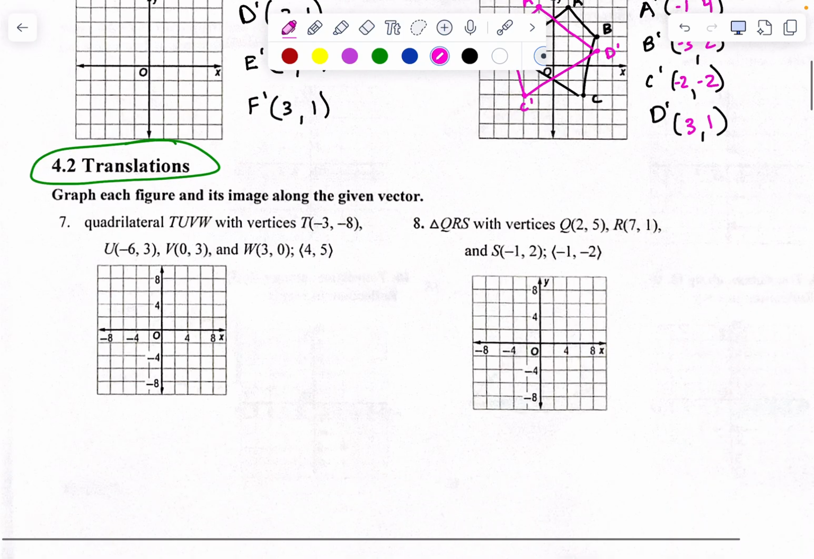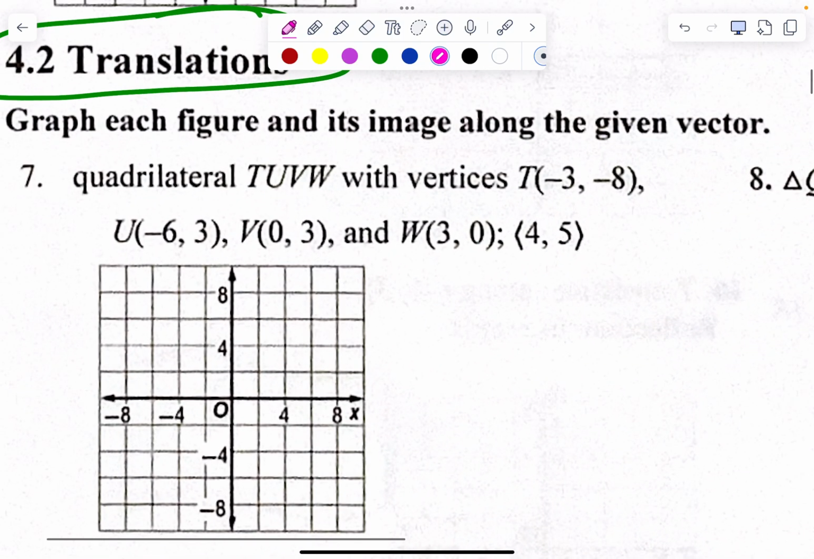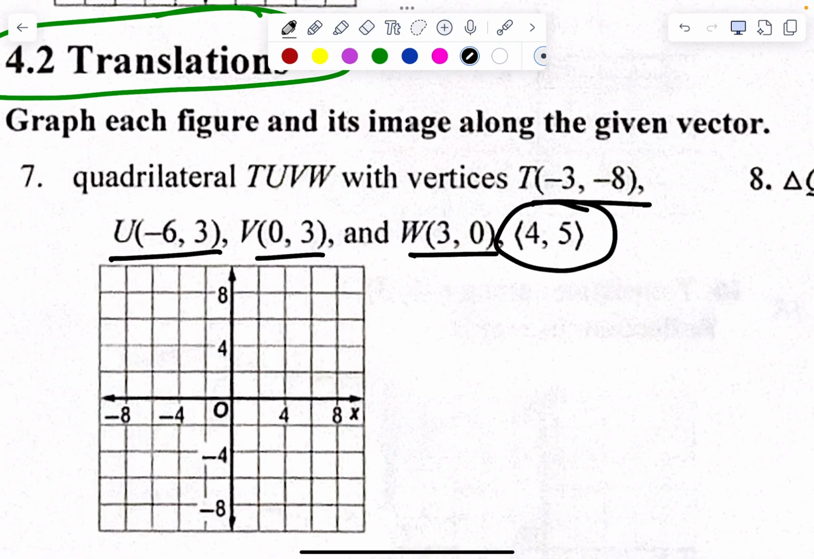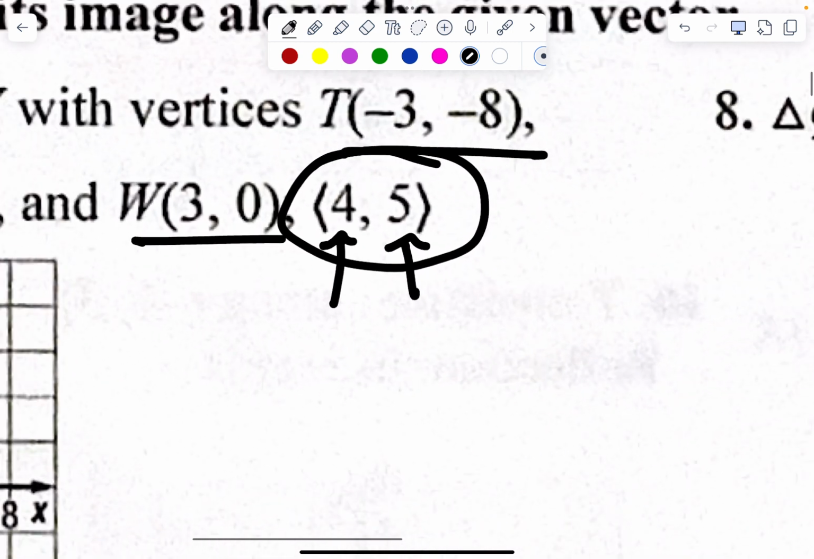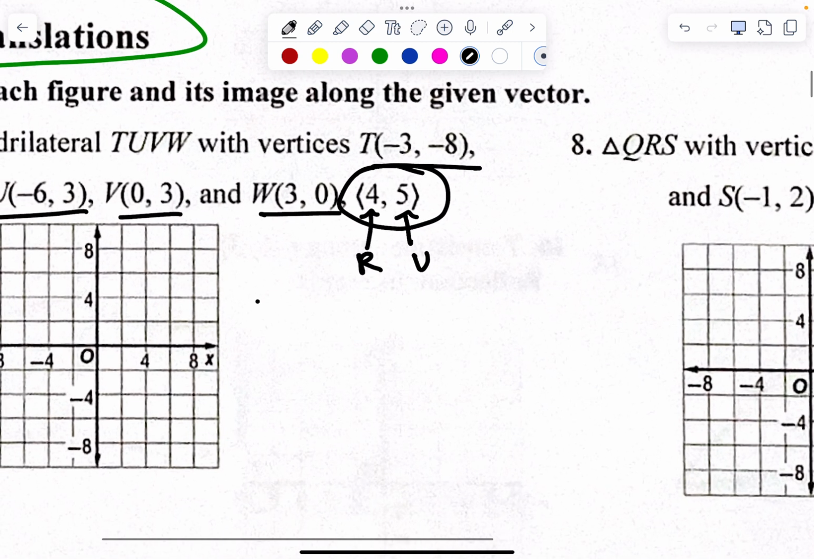All right, now we're on to translations. We have 4 coordinates here: T, U, V, W, and then they say this. What does that even mean? This tells left, right, up, or down. So 4 units to the right and 5 units up. Perfect. So I'm just going to label them off to the side and not graph.